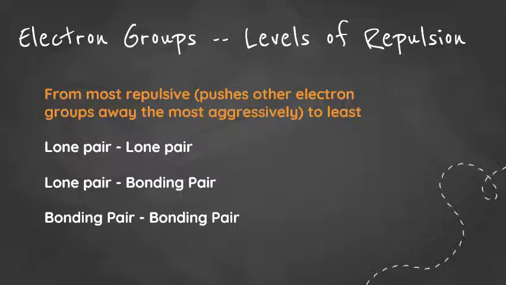Among these groups of electrons, our most repulsive, the ones that push the other electron groups away the most aggressively, are going to be between a lone pair and another lone pair. They really don't want to be next to each other.